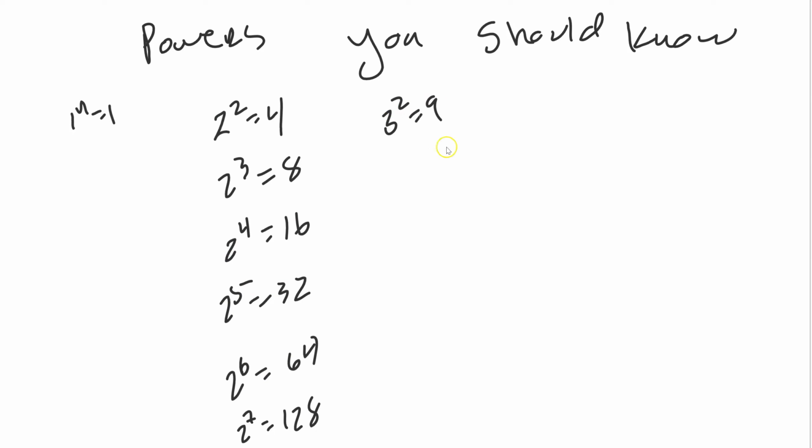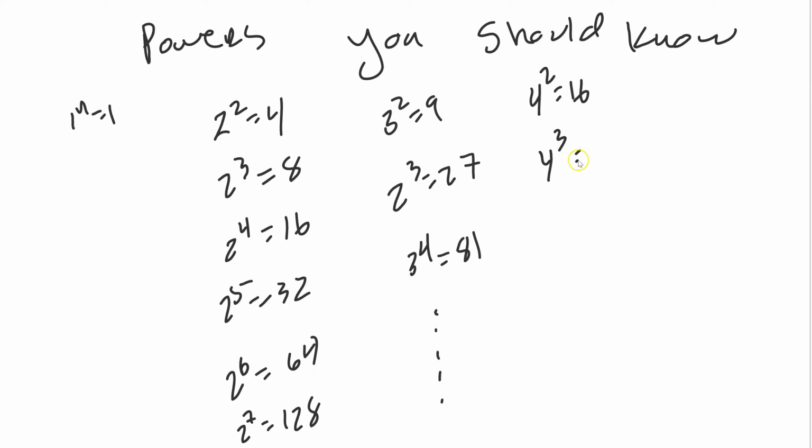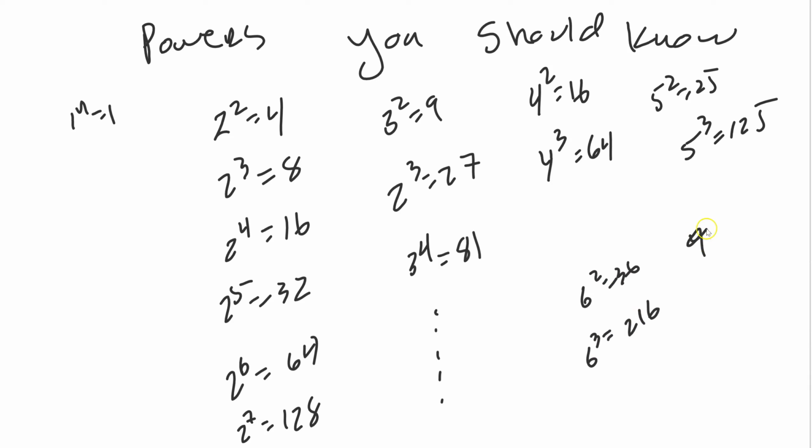3 squared is 9, obviously. 3 cubed is 27, and 3 to the 4th is 81. Those, again, you should have memorized. There's more, but those are the ones you should definitely know. For the rest, you should know them up to their power. So 4 squared is 16, 4 cubed is 64, 5 squared is 25, 5 cubed is 125, 6 squared is 36, 6 cubed is 216. 7 squared is 49, 7 cubed is 343, and so on.